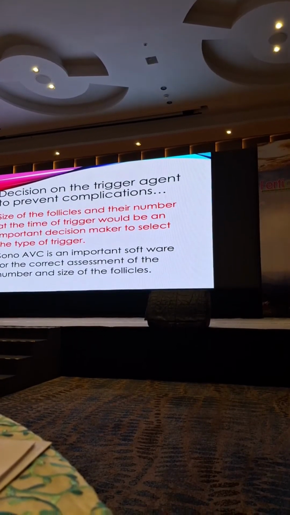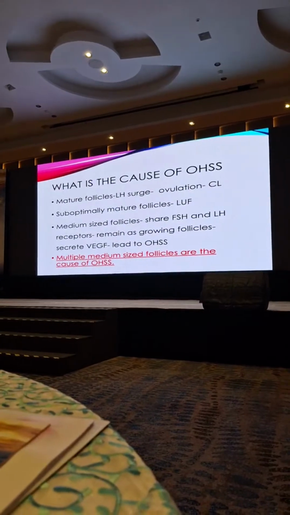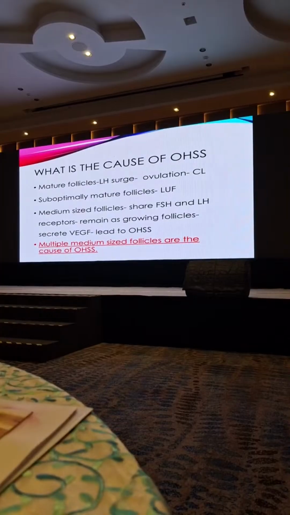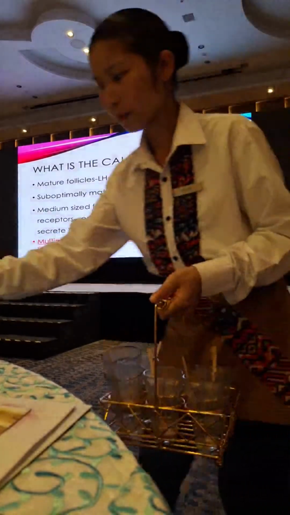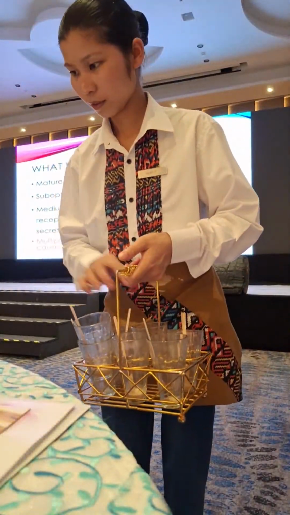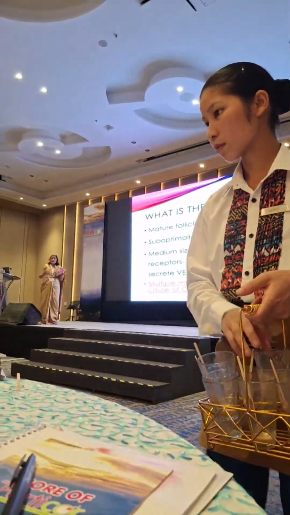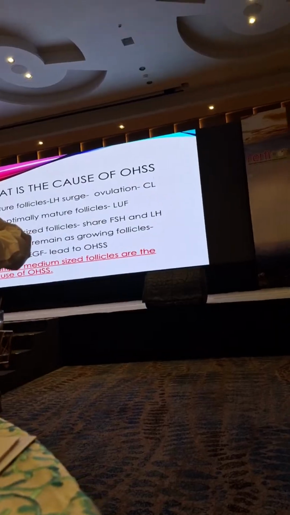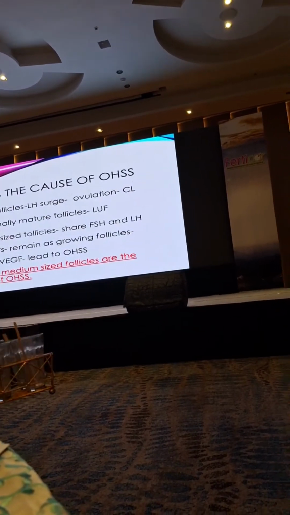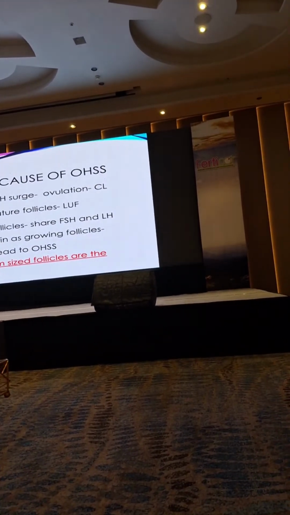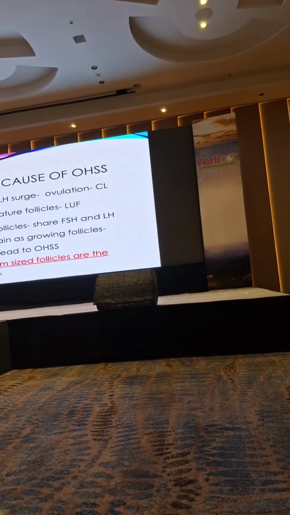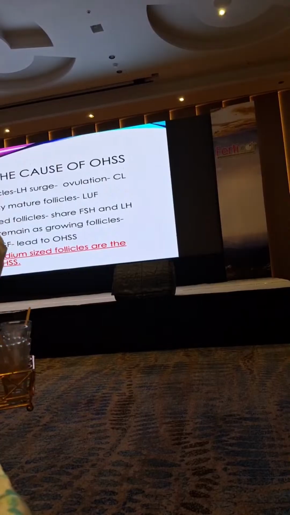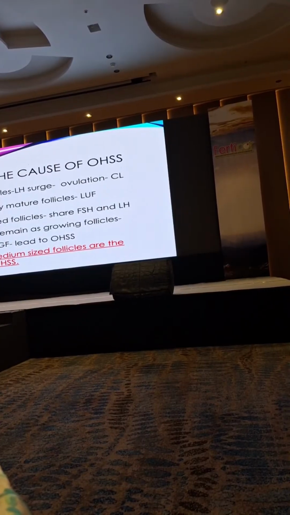If we say OHSS, what is the cause of OHSS? The secretion of VEGF. And what is the source of VEGF? The mature follicles are going to ovulate, they are going to produce a corpus luteum, not a great source of VEGF. The suboptimally mature follicles, 15, 16, 17, 18 millimeters, have less blood flow, less LH receptors. Because LH receptors are less, they will not receive the LH surge completely. They will therefore result in luteinized unruptured follicle, again not a great source of VEGF.